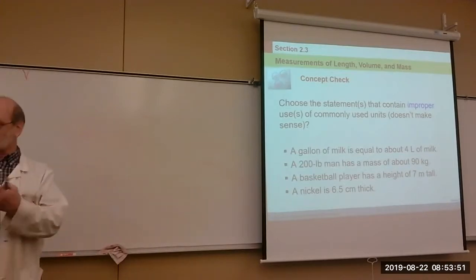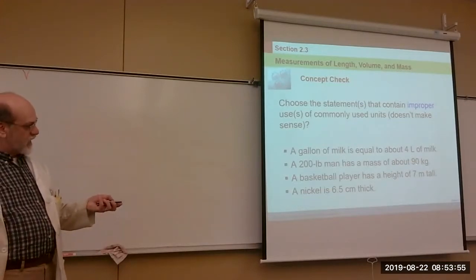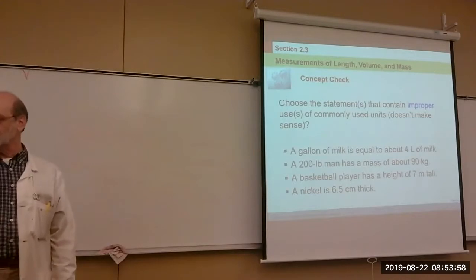How about a 200 pound man has a mass of 90 kilograms? We were given a conversion, right? 1 kilogram is about 2.2 pounds. So if we say 2 times that would be 180, that's pretty close. I'd say, yeah.